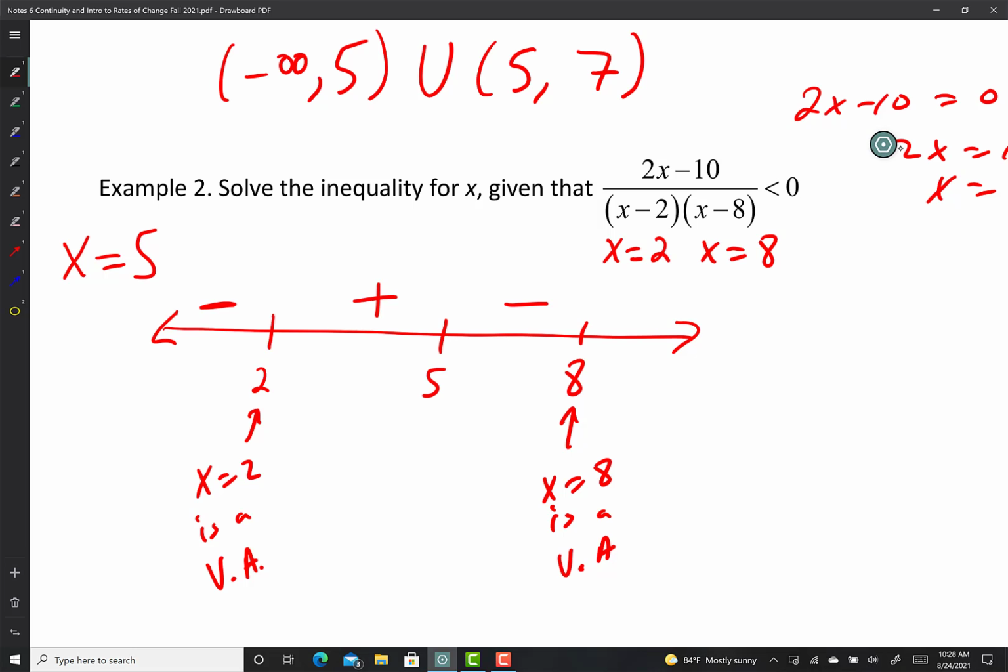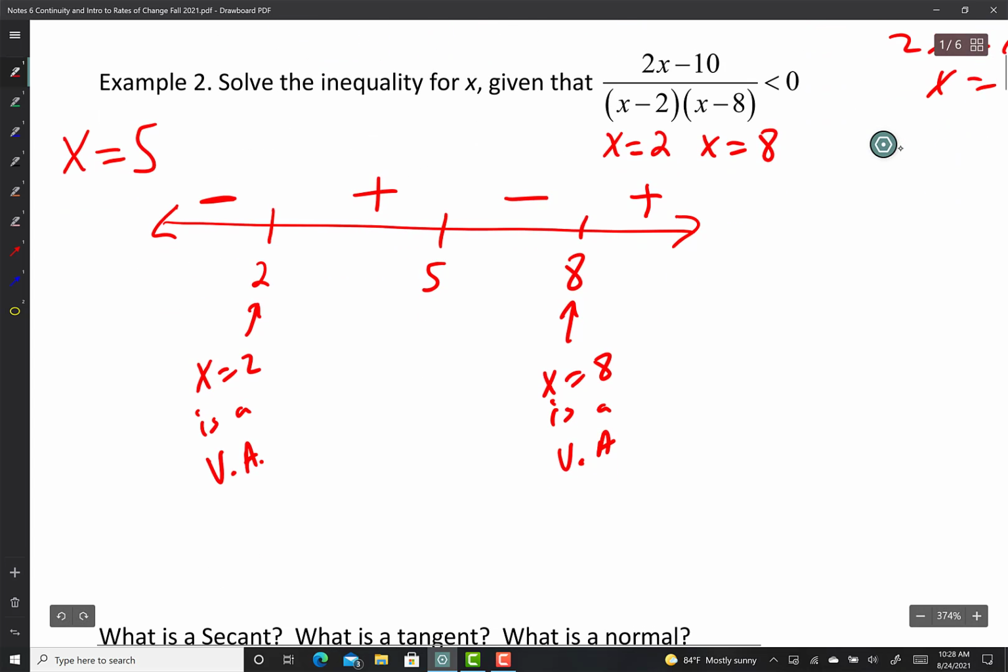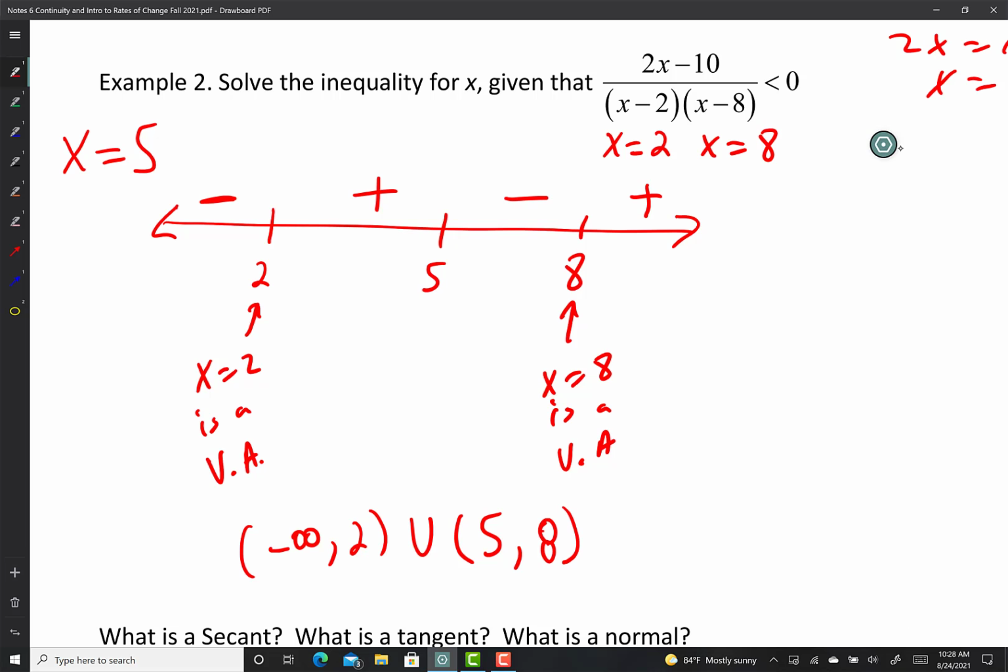Give me a number larger than 8. 10. 2 times 10 is 20. 20 minus 10 is the positive number. That's what we care about. 10 minus 2, positive. 10 minus 8, positive. Everything is positive. What do I get? Positive. What are my answers? From negative infinity all the way to 2, and from 5 all the way to 8. No brackets anywhere. You're good.